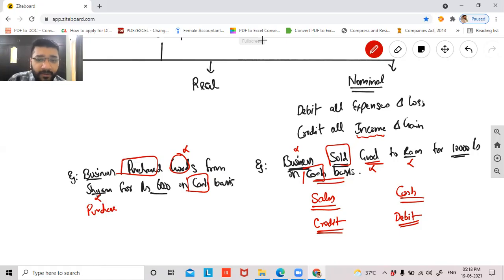Purchase and cash. Now guys, I told you, if in any business financial transaction you sense the flavor of income, expense, gain and loss, you should come to nominal account. You should look up to nominal account. In this, can you sense any flavor of expense, loss, income and gain?